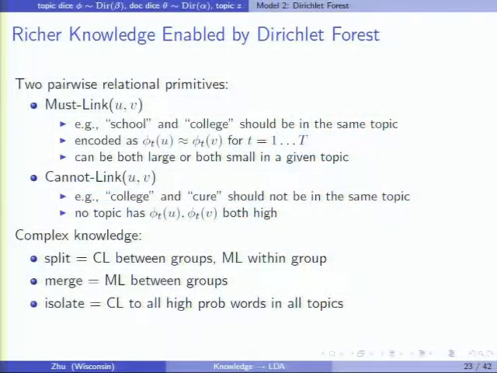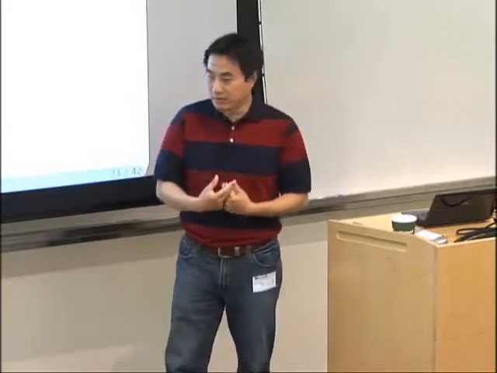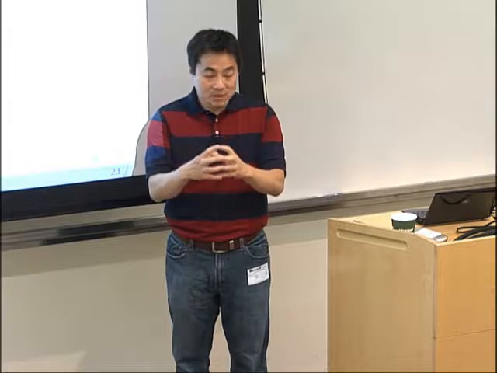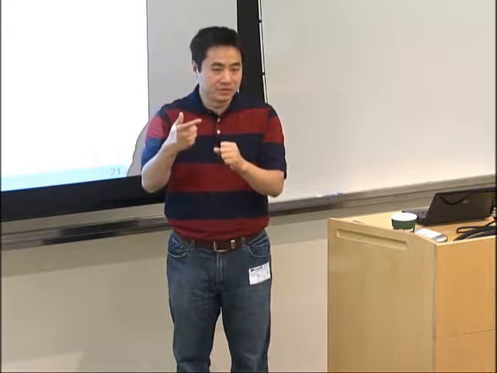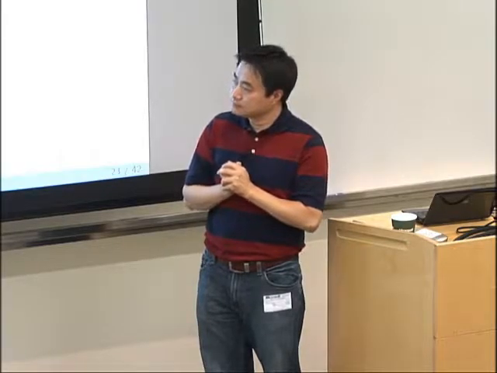Now with these two, you can create the higher level operations. For example, split. You can say that I have a group of words, I can split them. The way I do that is by creating must links within groups and cannot links across them. Merge, very simple, just put must links among the words. And isolate, you put cannot links from the words you want to isolate to all high frequency words in the current topics. So for split then, you need to encode for every pairwise set.